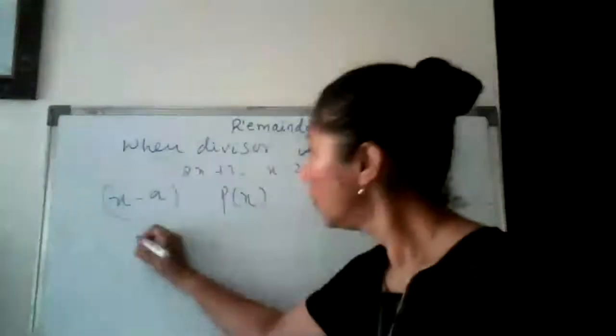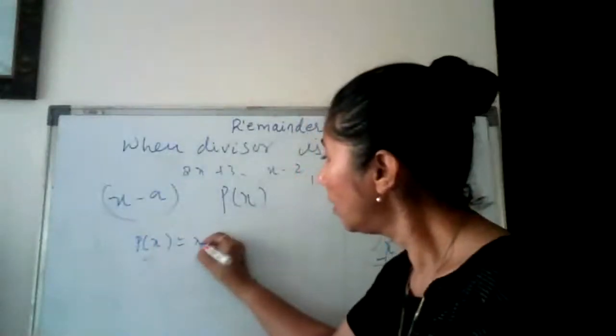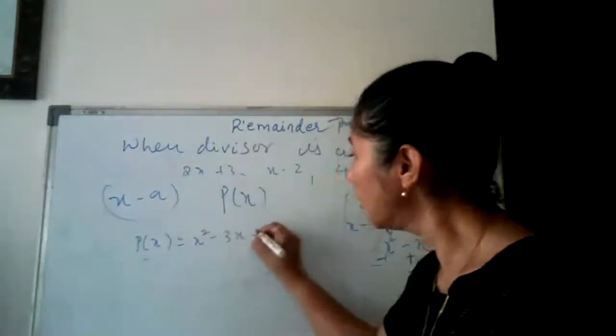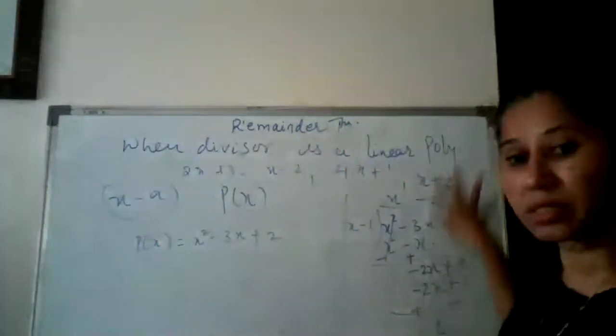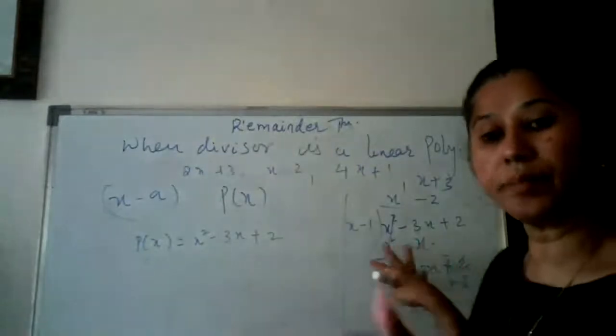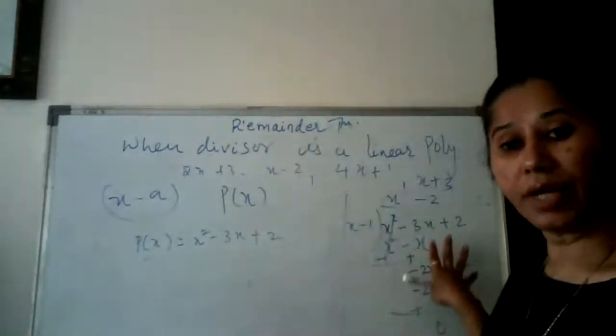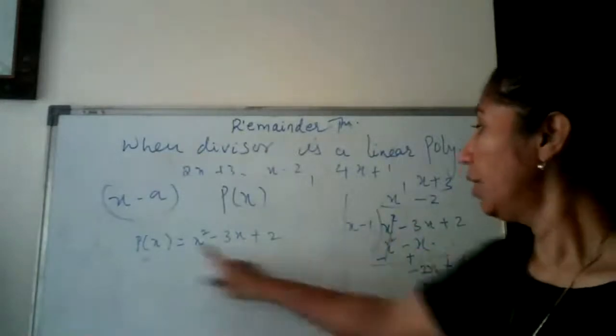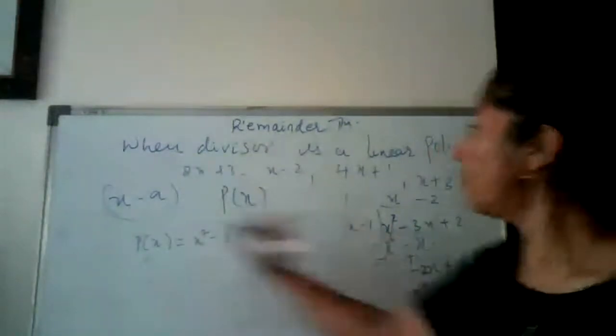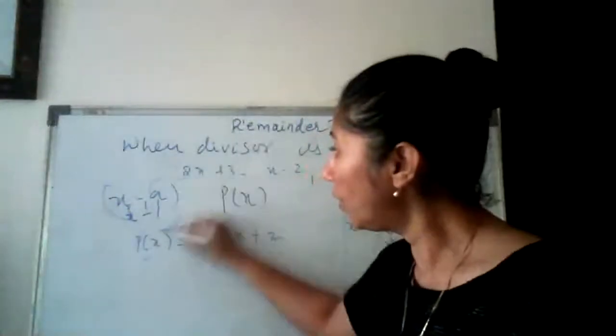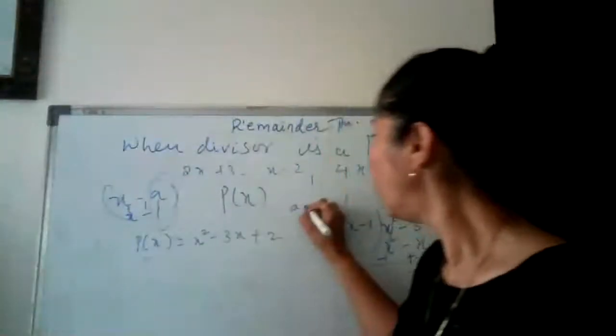What is px? Px is x square minus 3x plus 2. If you want to still understand this long division method, you can attend the previous class, which is totally focusing on actual division of polynomials. Okay, so यहाँ पे ये मेरा px है and the divisor is x minus 1. So when you compare it, what do you get? The value of a is 1.